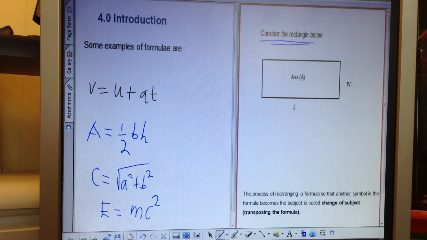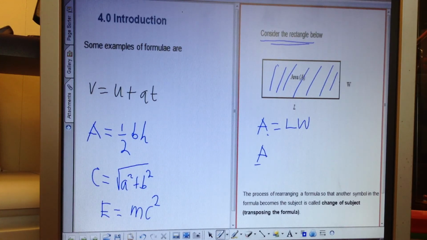Consider the rectangle below. If we are to find the area of this rectangle, the area will be equal to length times width. In this case, A is the subject of the formula. Suppose we wanted to find L, then what we need to do is to divide A by W to give us L. That means that L is now our subject, A over W. So over here, A is the subject, but over here, L is our subject.